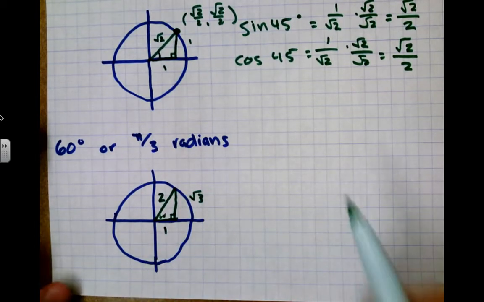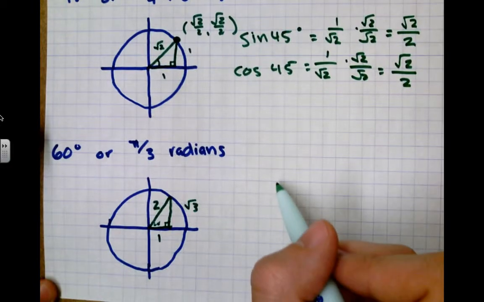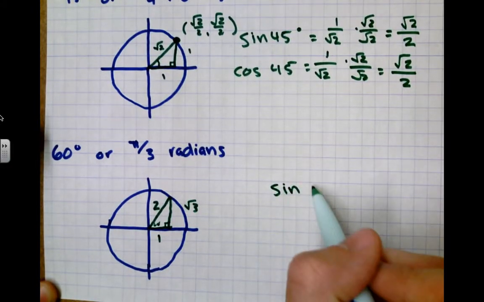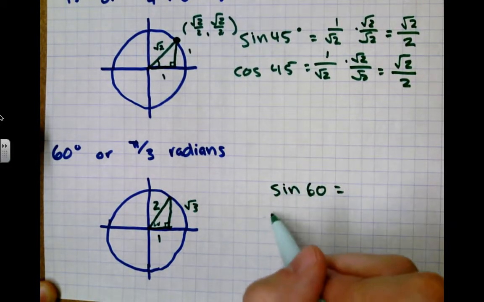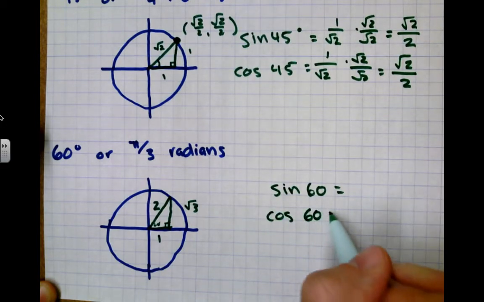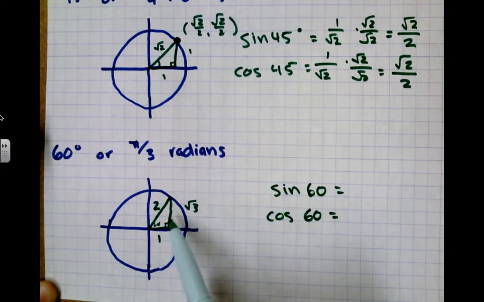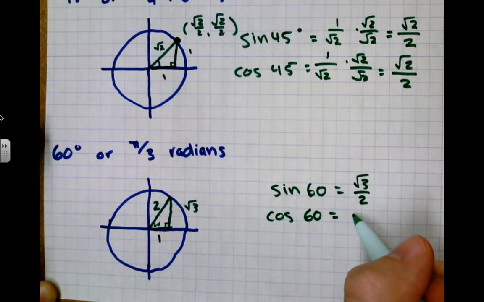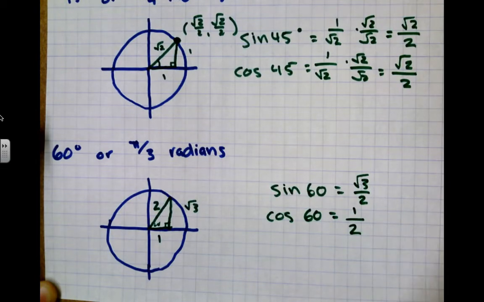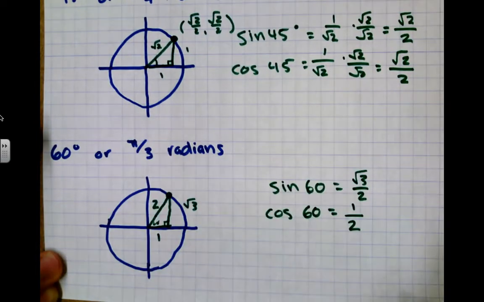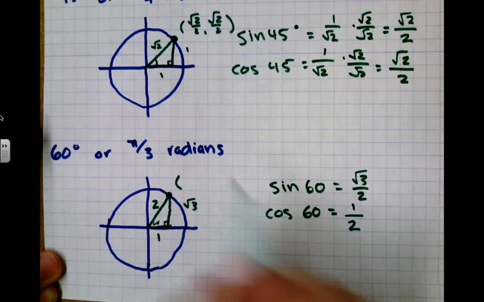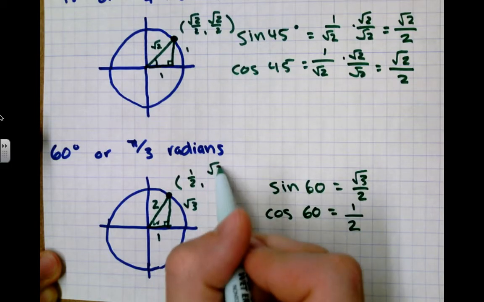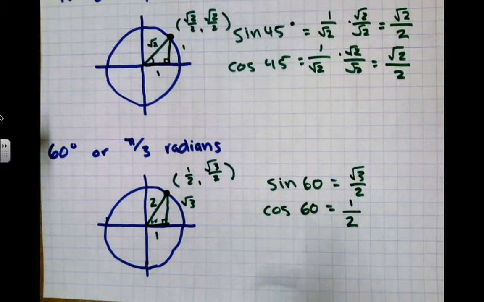So I really do the same exact things that I had done before. Sine of 60, and figure out cosine of 60. Sine of 60 would be y over r, root 3 over 2, and our cosine of 60 would be x, which is 1, over r, which is 2. So what that's telling me is this point right here is going to be x comma y, cosine comma sine, which would be 1/2 comma root 3 over 2. Those would be the trig values there.